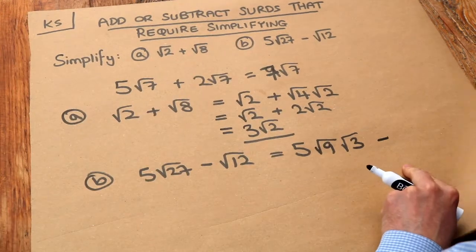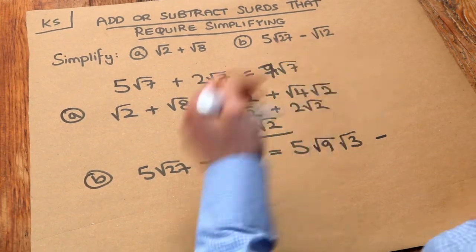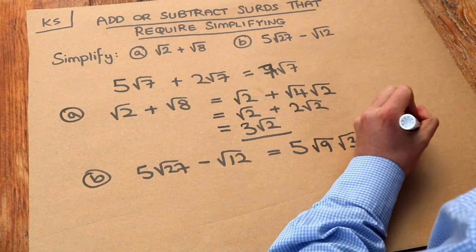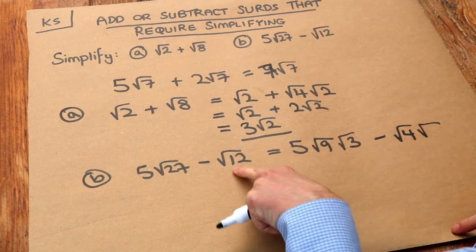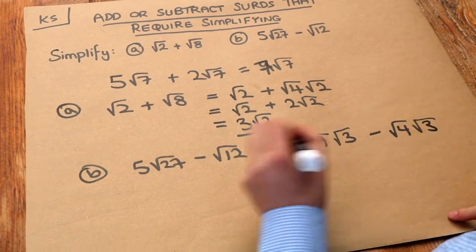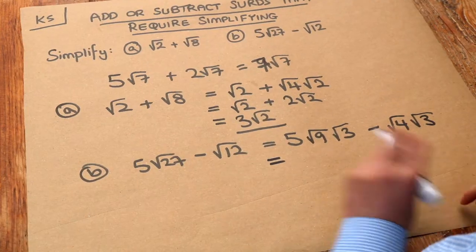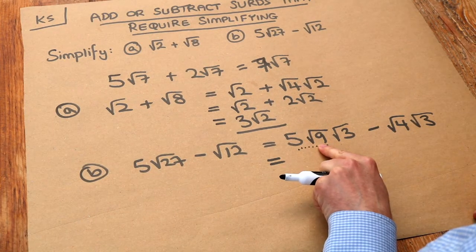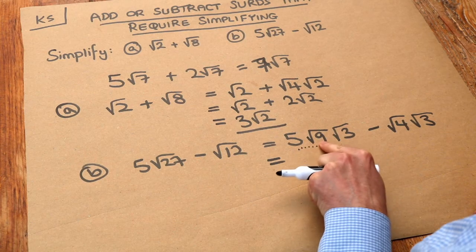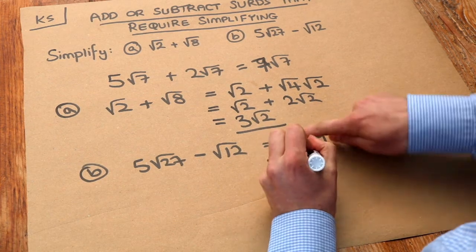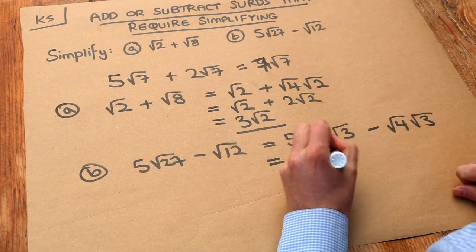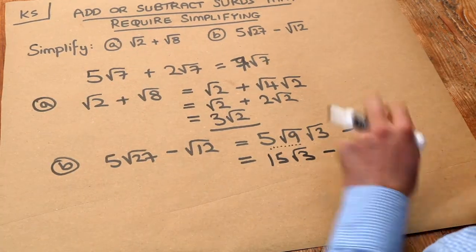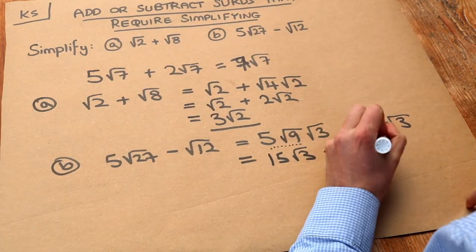And let's do the same with the root 12. What's the biggest square factor that goes into 12? It's 4. So we write root 4, root, and 4 times what is 12? It's 3. And now we can just tidy up. So remember, in our head, we say, what is 5 times the square root of 9? 5 times 3 is 15, so we got 15 root 3. And then what's the square root of 4? It's 2, so it's 2 root 3.